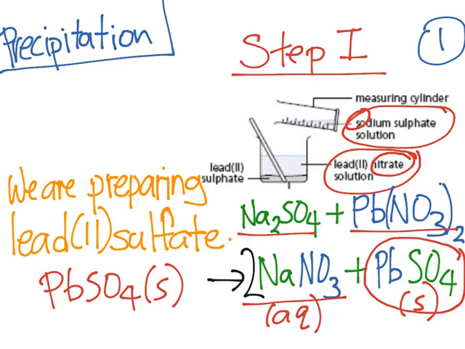What happens here is there's actually an interchange of ions. This bonding with this, and then this bonding with this. It's like they're swapping seats. So that's the precipitation method, very straightforward.